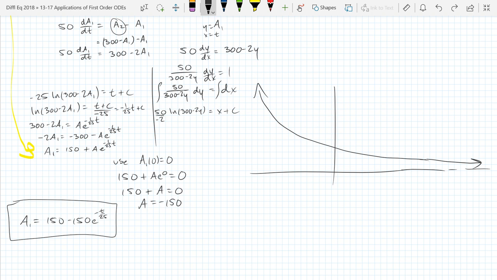Will tank 1 ever actually have 150 pounds of salt? Will it ever have half of the salt? It never quite gets there in this representation right here. It gets very close. At some point, if you count salt by the molecules, you'll be within a molecule.